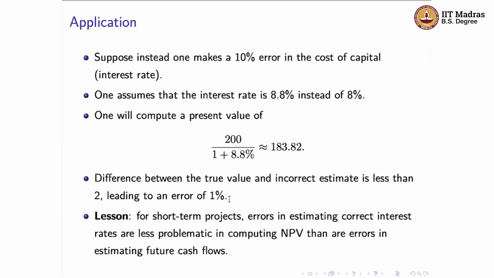So the lesson in this example is that for short-term projects, errors in estimating correct interest rates are actually less problematic in computing NPV than errors in estimating future cash flows. So if you have short-term projects, you should put in more effort in making sure that your estimates of future cash flows are more precise than your estimates of the interest rates, because they matter less in terms of the total error.